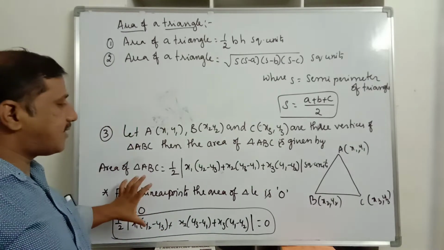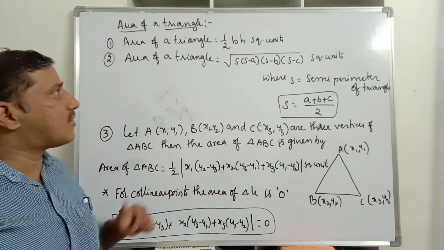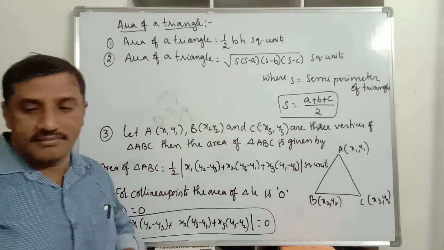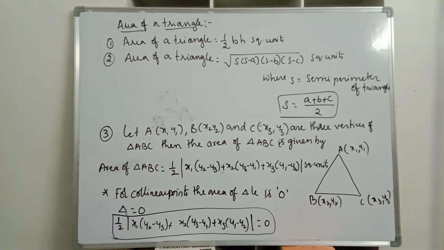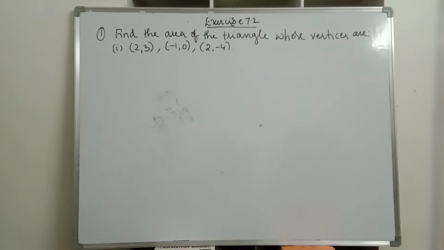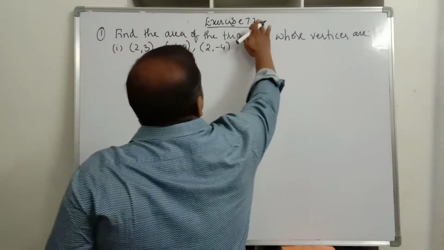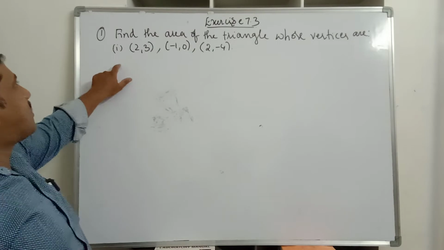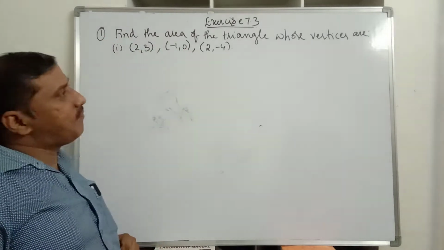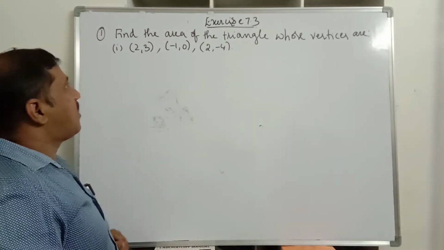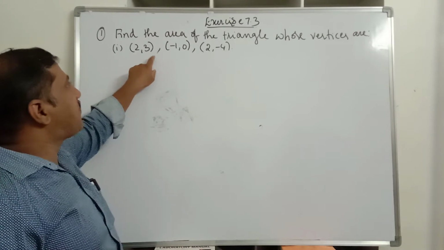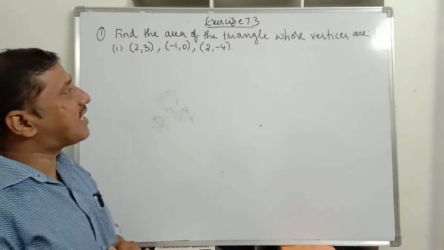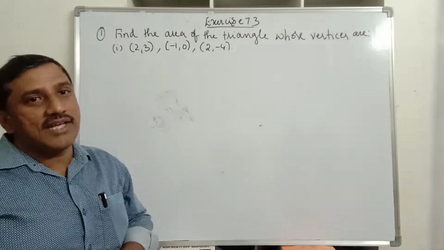Now using this concept, we will solve some of the questions from exercise number 7.3. The first question: find the area of the triangle whose vertices are 2, 3; minus 1, 0; and 2, minus 4. Is it clear, children?